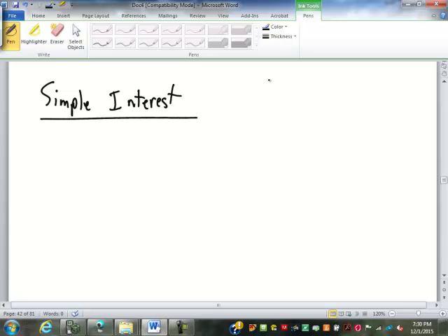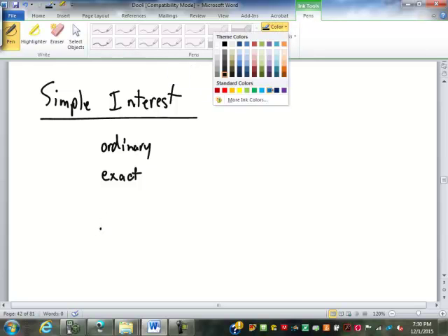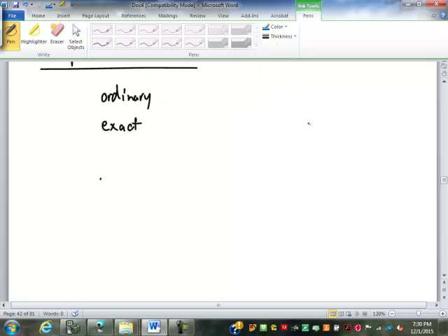Now, one thing you'll need to make sure is you know the difference between ordinary and exact interest for simple interest. Also, make sure we can find missing pieces in the formula. Let me show you what I mean by that.